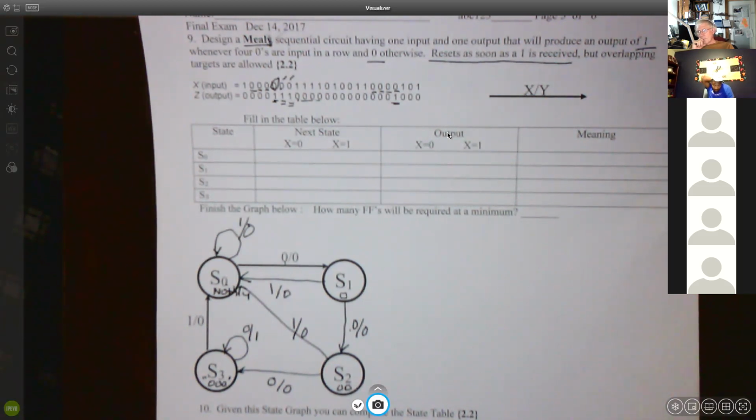Okay, makes sense. And that's only because we're allowing for overlapping targets. If we didn't allow for overlapping targets, then we would reset. We wouldn't stay there, and you'd have to get 4 more zeros in a row to get the next Z equals 1. So every time we get that fourth 0, it's going to output a 1. In this case, you're allowed to have overlapping targets.